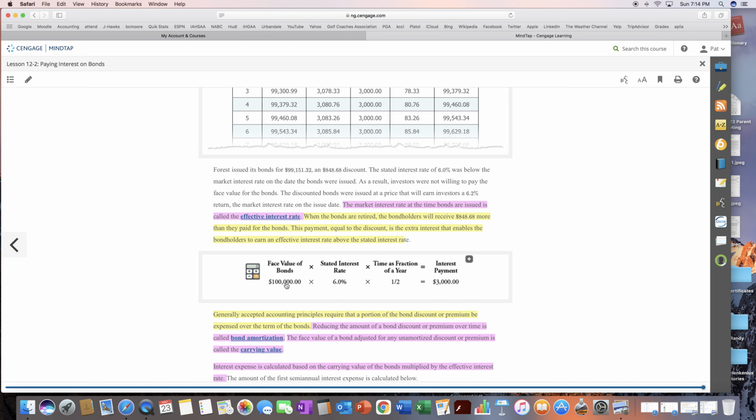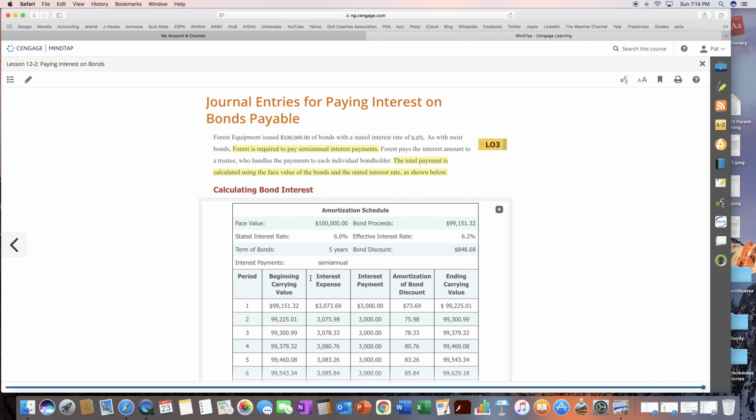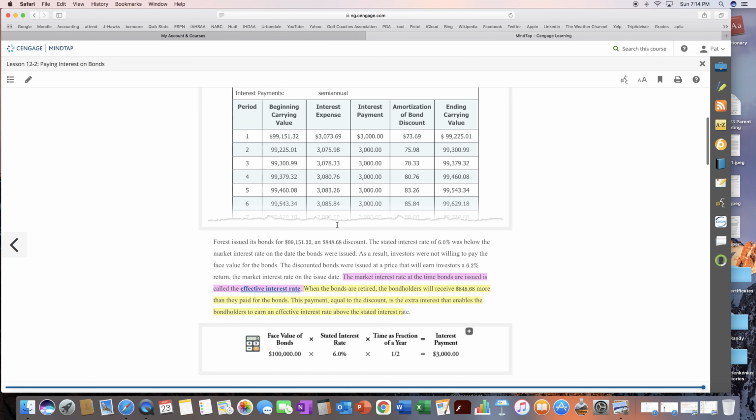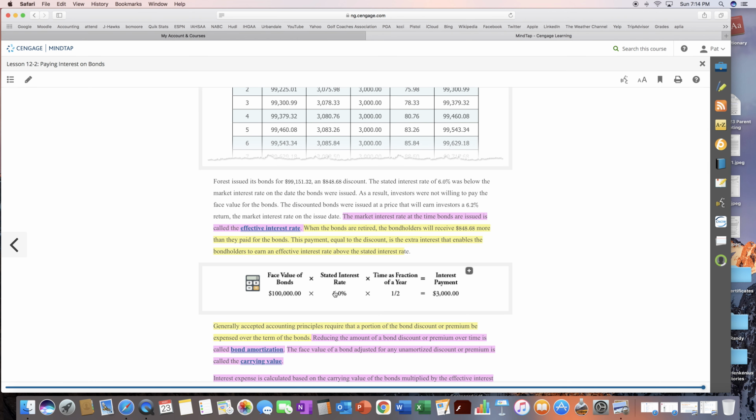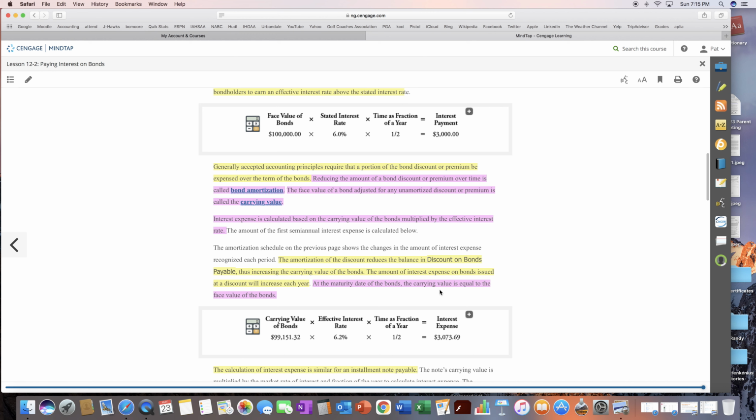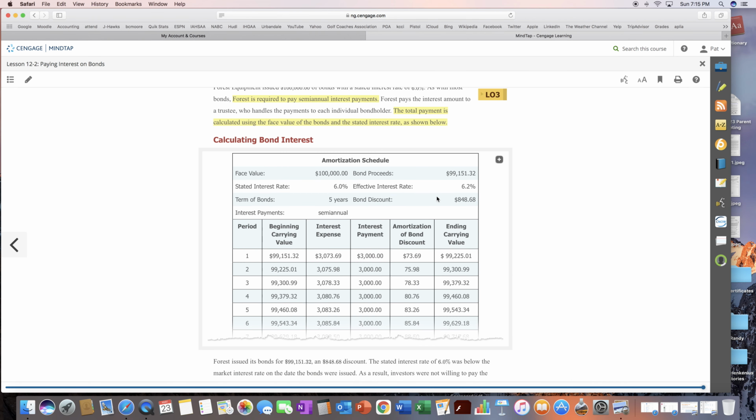And how we go about finding this is you take the face value of the bond, which they tell you, and you multiply it by the stated interest rate, times the fraction of the year. Semi-annual is half the year, 0.5, and that gives you the interest payment. Now, the generally accepted accounting principles say we have to pay this over a specific period of time, these 6 months, and reducing this amount over time is called bond amortization. So we're going to be doing this so that we have a payment that we will pay.